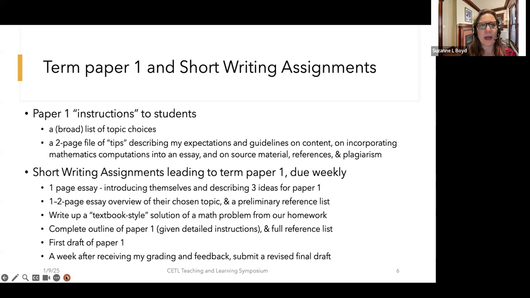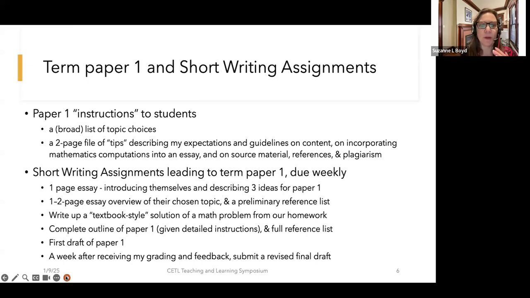And then I want to mention, I'll give you a little bit more details here. Again, the whole theme here is how important it is to give them explicit instructions and expectations, right? That's sort of the hidden curriculum. So for the first paper, the instructions I give them include a list of topic choices and a 2-page guide on what I mean by writing a paper that has some math and some exposition. Like, how do you do that? What am I looking for? So this whole thing of expectations.